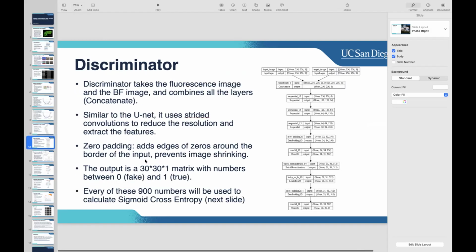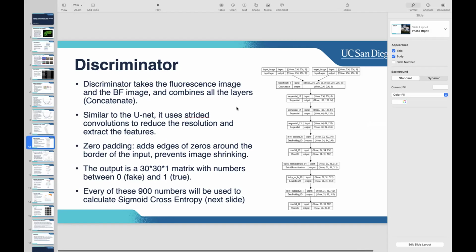Okay. So this is my discriminator. Basically it takes the fluorescence image and the bright field image. The input here is the bright field image, the target image is the fluorescence image, and they combine all layers together, basically by this concatenate step.